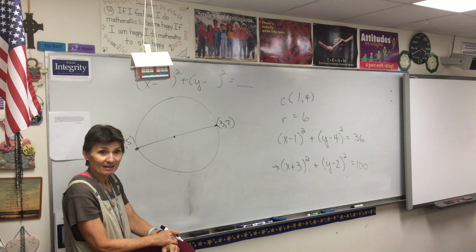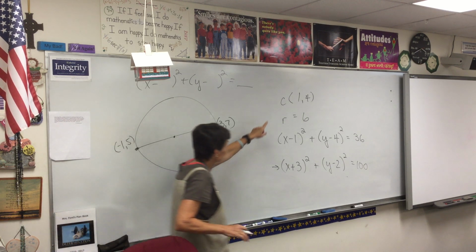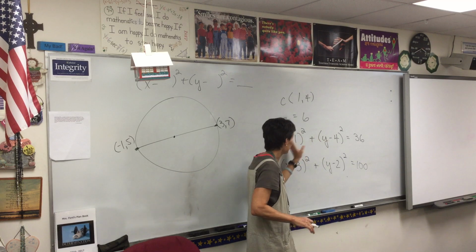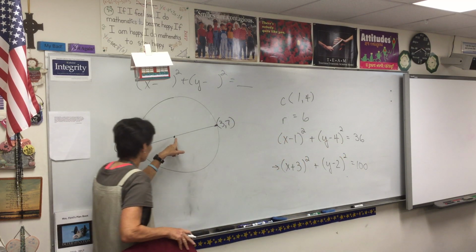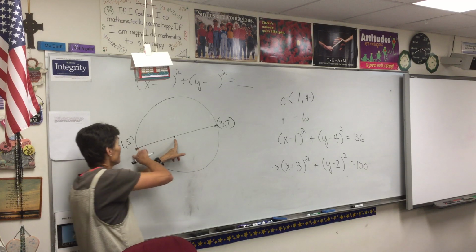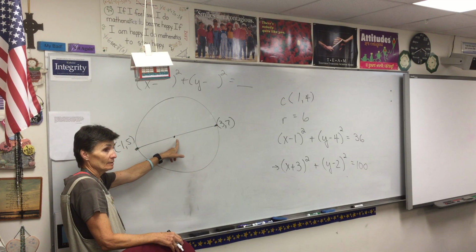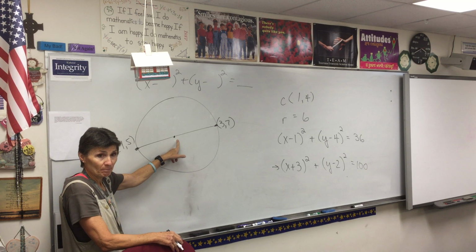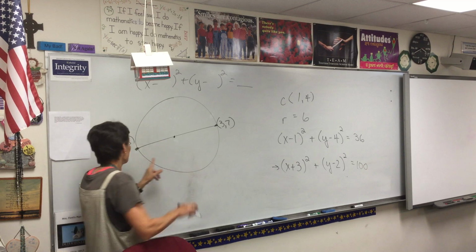To write the equation of the circle, you need to know what the center is, right? If you know the center, can't you fill all this in? And the center will be the midpoint of these 2 points. All right, and how do we find midpoint? We average.